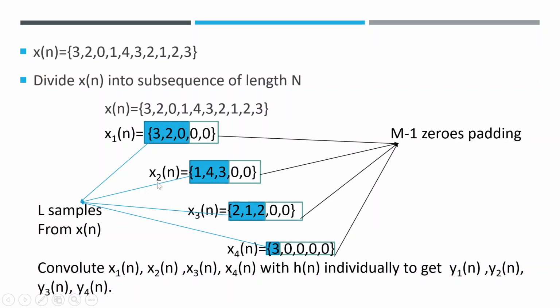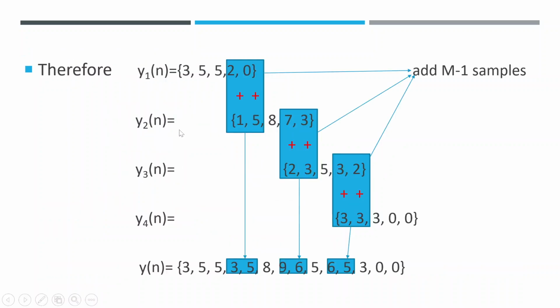After getting x1 of n, x2 of n, x3 of n, x4 of n, we have to do circular convolution with h of n individually. Like x1 of n circular convolution with h of n gives y1 of n, x2 of n convolution with h of n gives y2 of n, x3 of n convolution with h of n gives y3 of n, and x4 of n convolution with h of n gives y4 of n. Now after the convolution, we get the sequences y1 of n, y2 of n, y3 of n, and y4 of n.